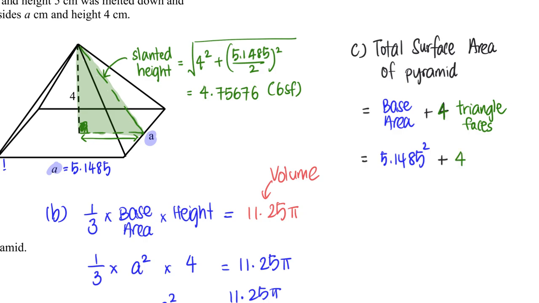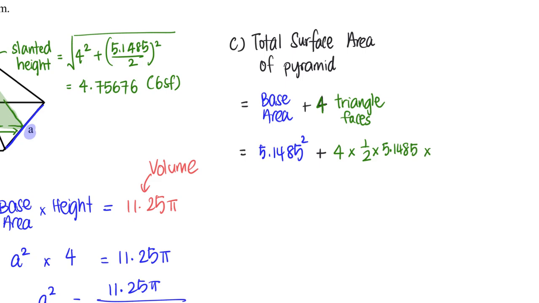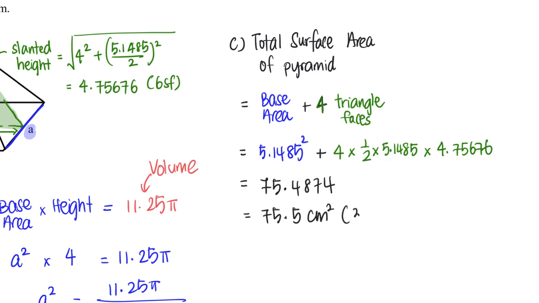And my triangle, I will have 4 triangles multiplied by half times base 5.1485 times the height, which is the slanted height, 4.75676, to give me a final answer of 75.4874, 75.5 cm square to 3 SF.